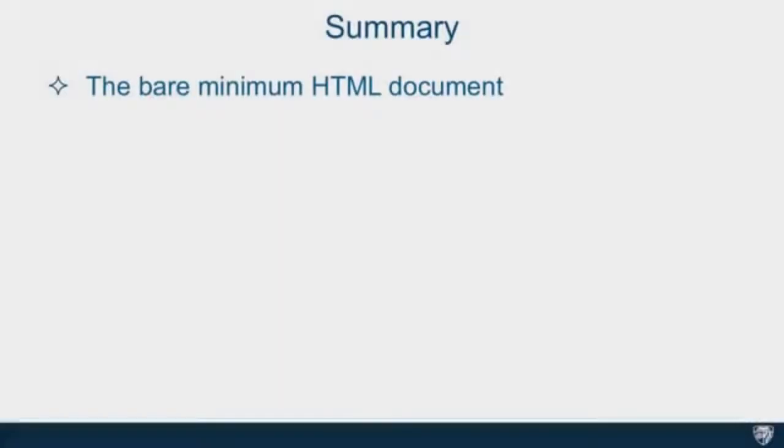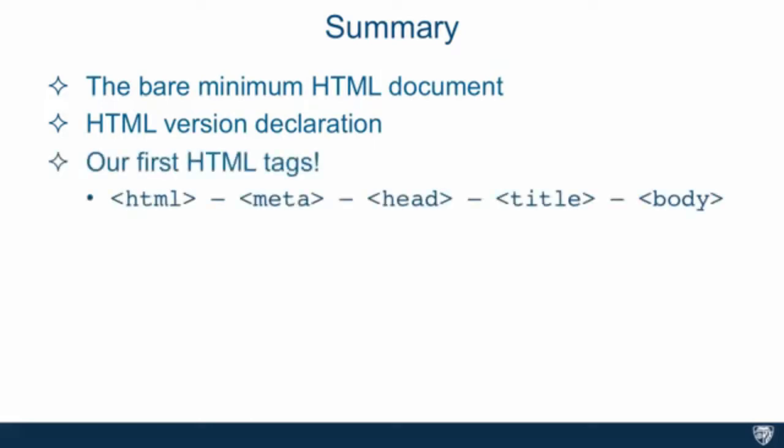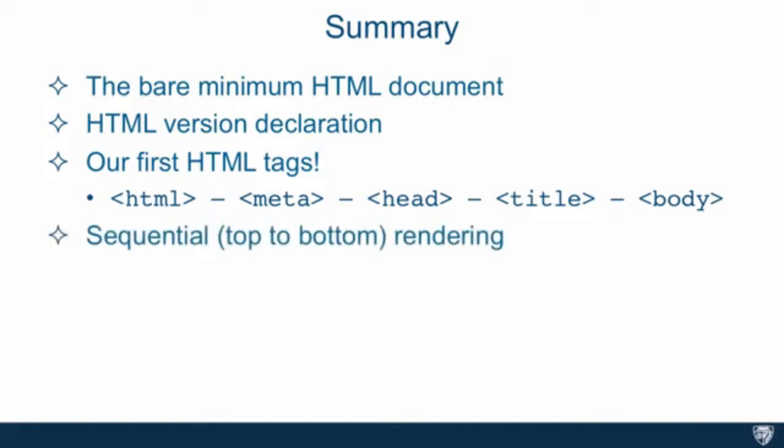In summary, we went over the bare minimum HTML document, plus we added some. We went over the HTML version declaration, and remember, we always have to use it, otherwise the browser will be put into quirks mode and some things will break. Our first HTML tags, we used HTML, meta, head, title, body, and actually threw in some paragraph tag as well. We went over the fact that HTML is rendered by the browser sequentially, meaning top to bottom. Next, we're going to talk about HTML content models.